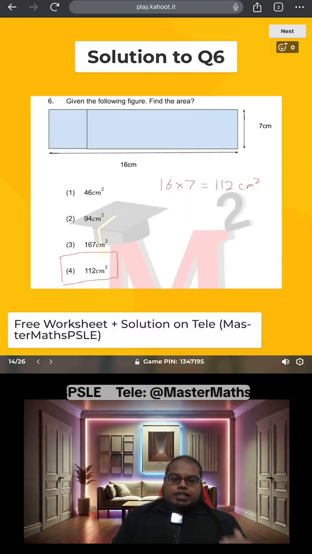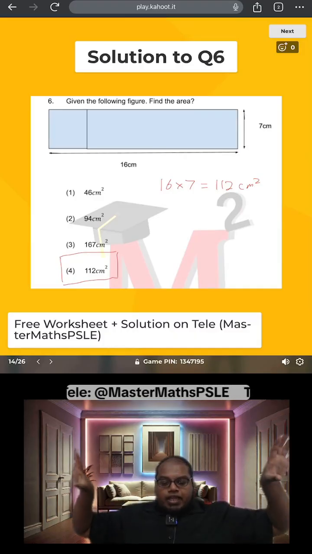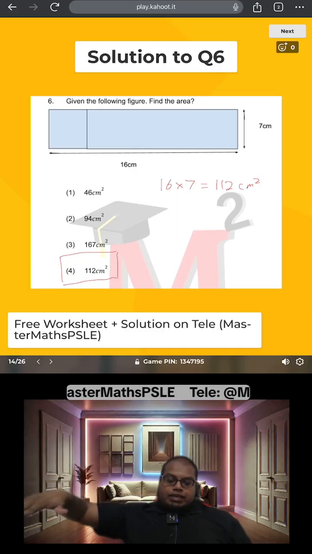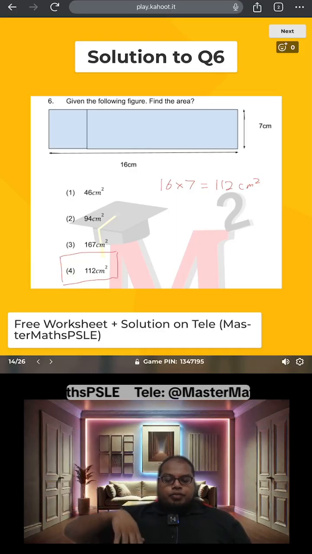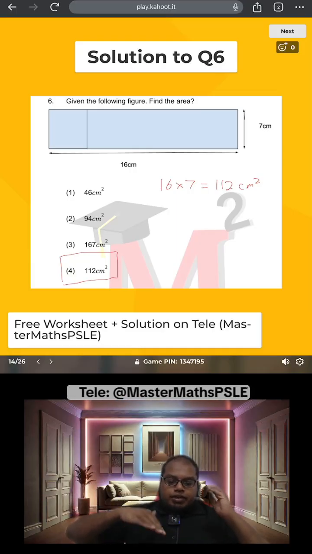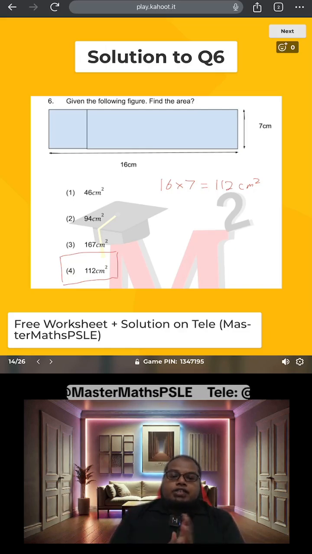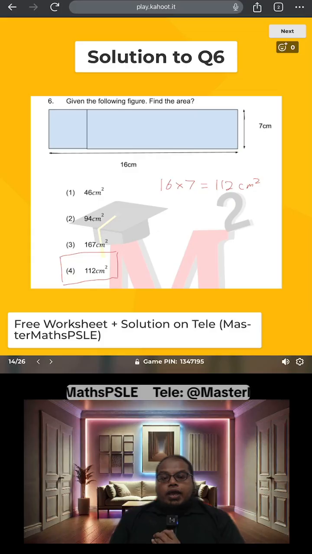Like I said just now, we treat it like a big rectangle where the length is 16 and the breadth is 7 cm. So 16 times 7, and that's how you get 112 cm square.